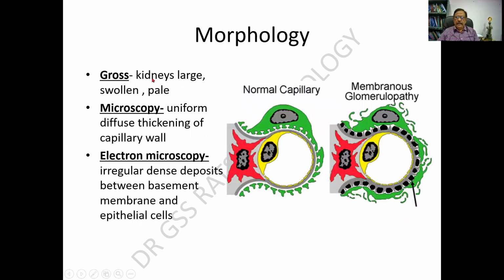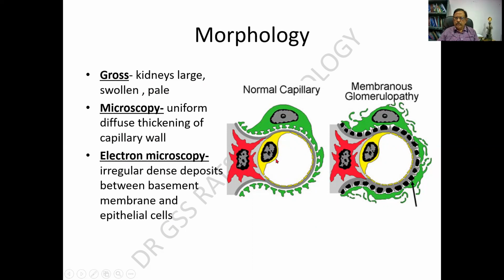Grossly, you find it is a bilateral disease. The kidneys are large, swollen, and pale, but the features are generally non-specific. Microscopically, what we can see is only a diffuse thickening of the capillary wall. Whereas using an electron microscope, we will be able to identify irregular dense deposits between the basement membrane and the epithelial cells.